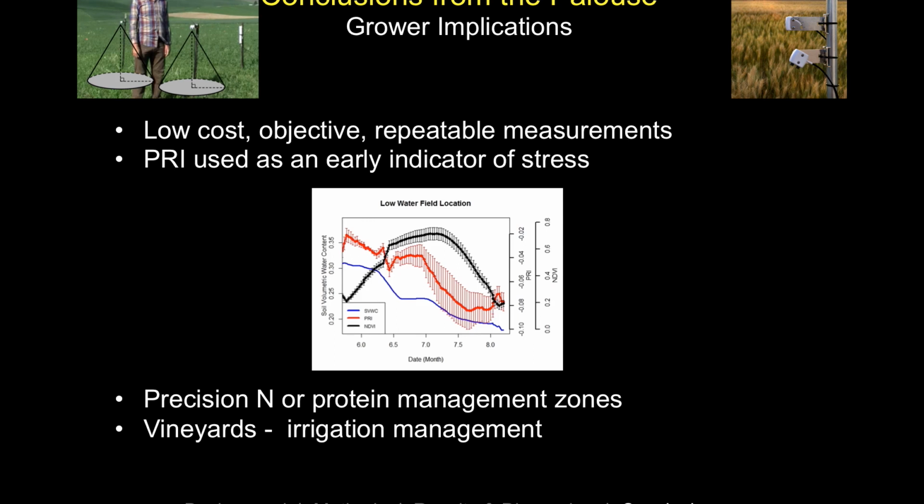Another potential grower implication, which has already been studied quite a bit with the PRI, is in vineyards, especially to stress that grape just enough during that ripening period.